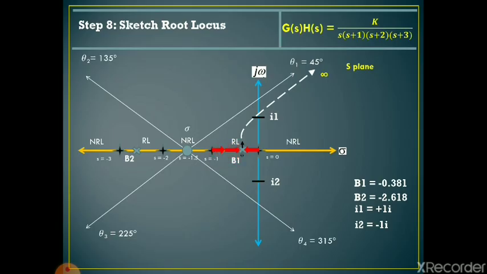Now similarly, here you have one more branch, right? So that will break away from real axis at -90 degree, and then it will approach infinity following the asymptote having an angle theta 4 is equal to 315 degree.